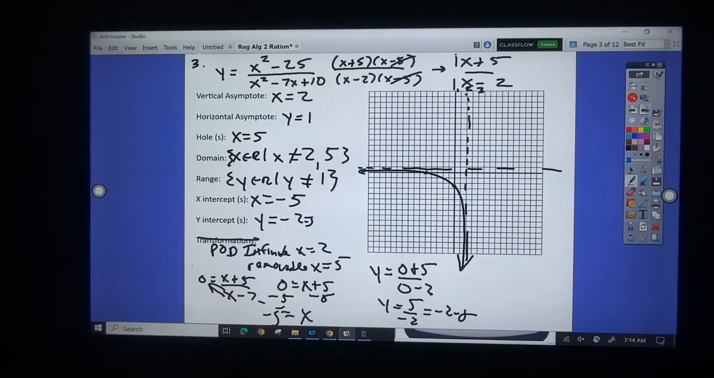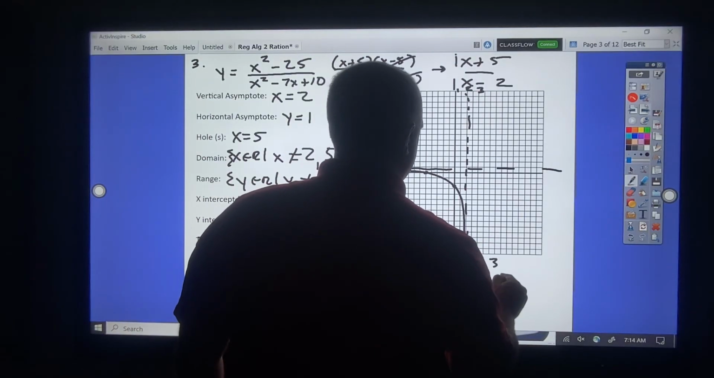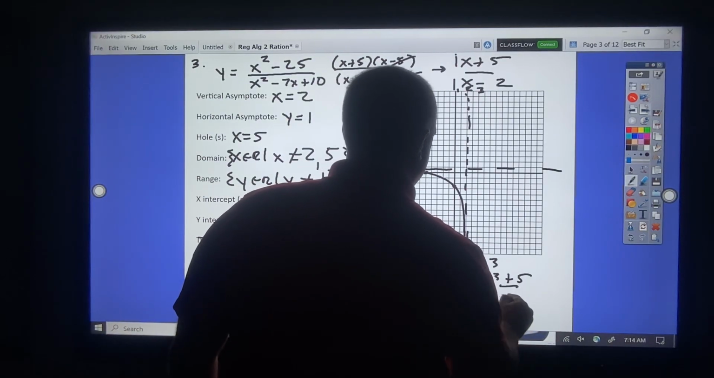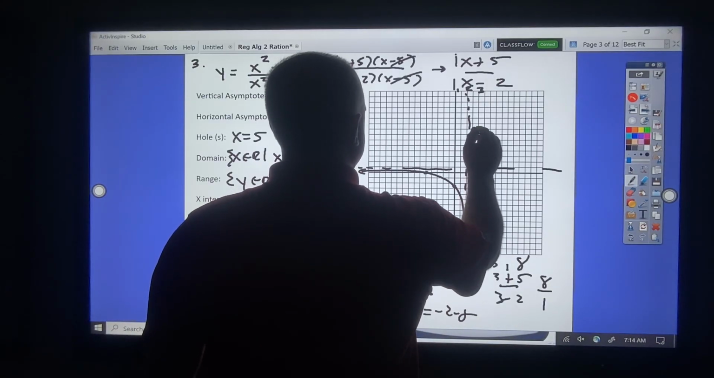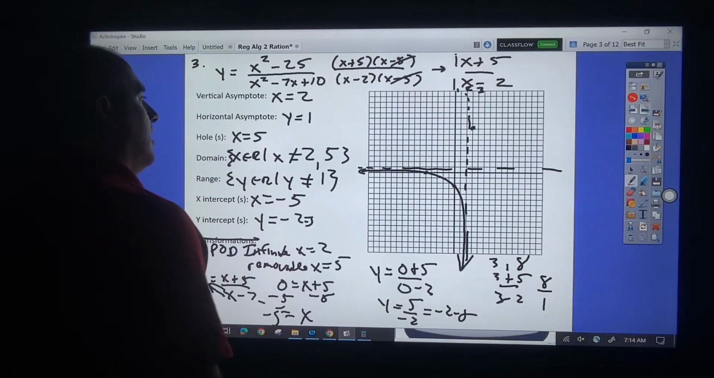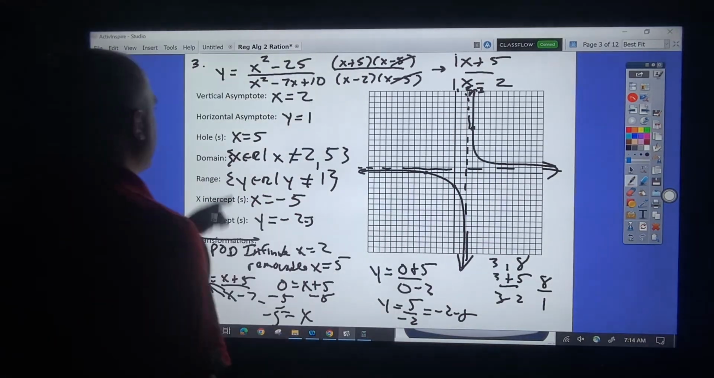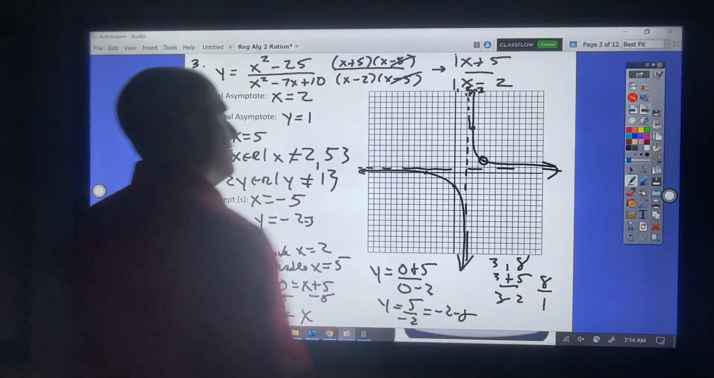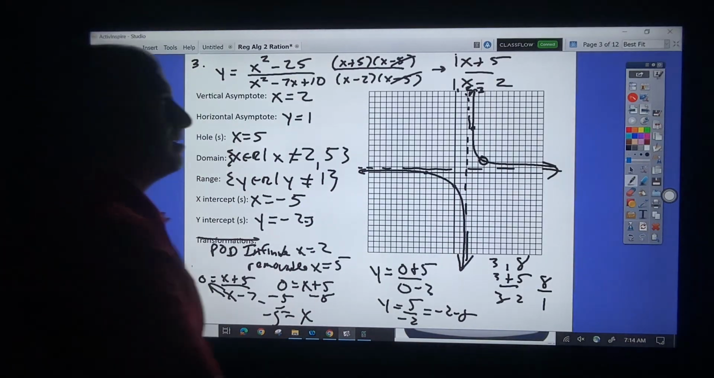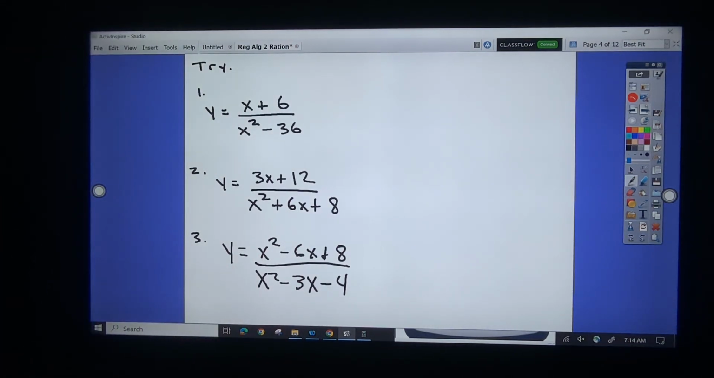Okay, all right, so what I want to do is put 3 in for x. So 3 plus 5 over 3 minus 2. That's 8 over 1, so that's going to be 8. So 3 over 1, 2, 3, 4, 5, 6, 7, 8. Somewhere in here, okay? All right, and so then I got this. Now, since I've got a hole at 5, 1, 2, 3, 4, 5, up here, put your little open circle. Okay, so you guys go ahead, give these a try.